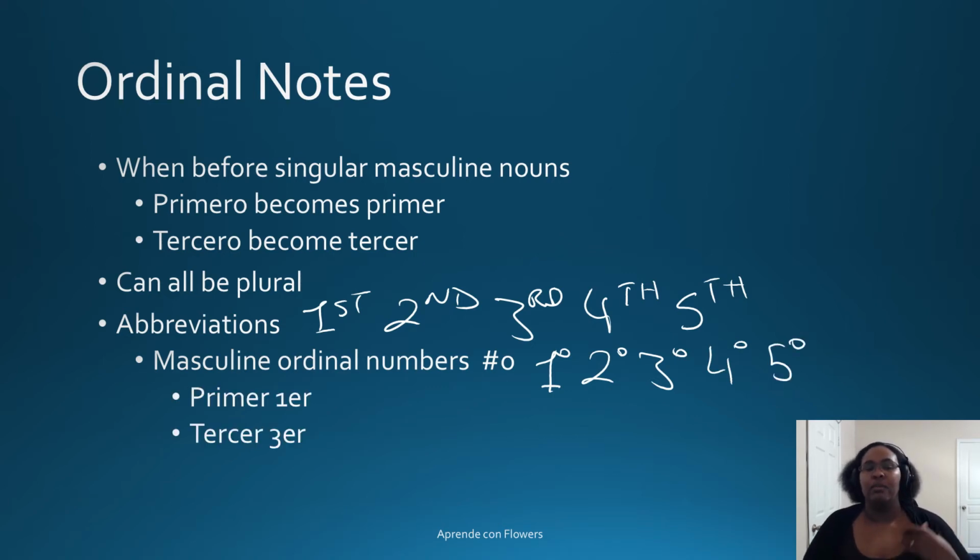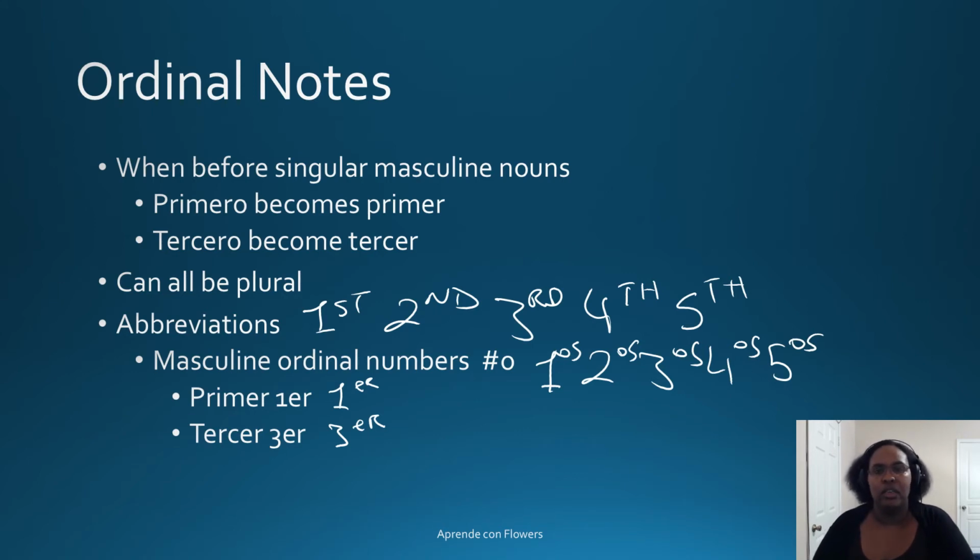When it comes to primer and tercer, what we do is their numbers are going to be 1 and then ER, 3 and then ER. When it's plural, you can add an S at the end. Like, not with these ones. Those ones you don't do the primers. You can just add an S up here for the most part. You don't really have to, but you can.